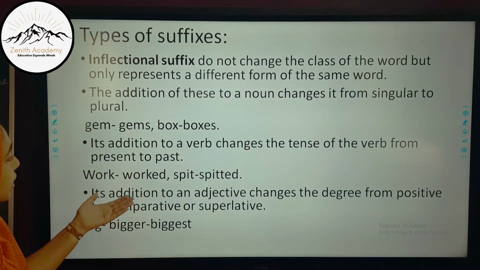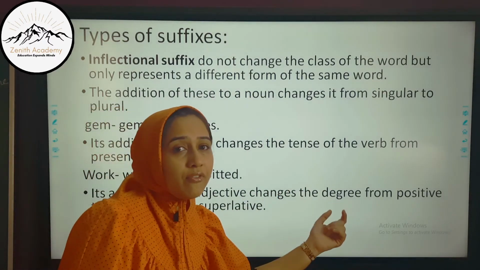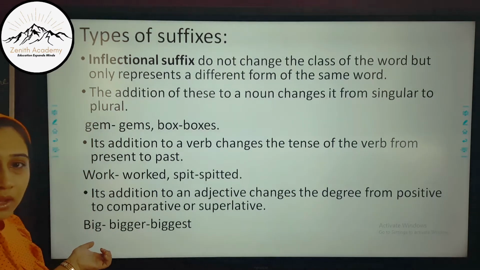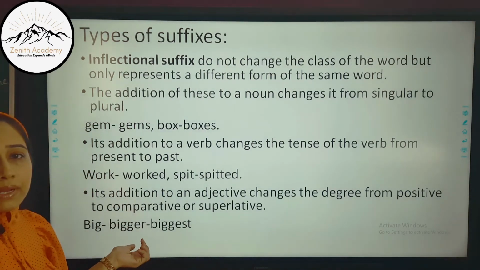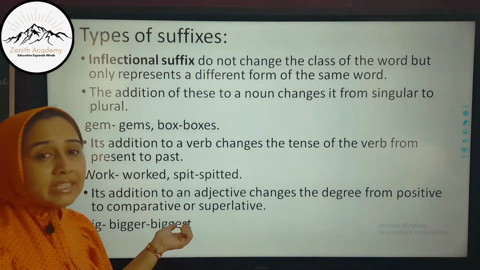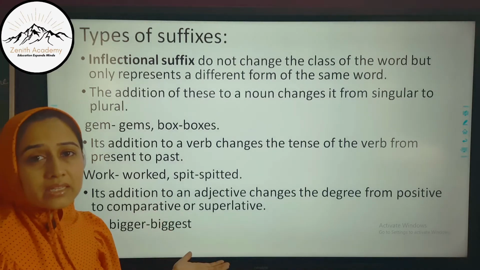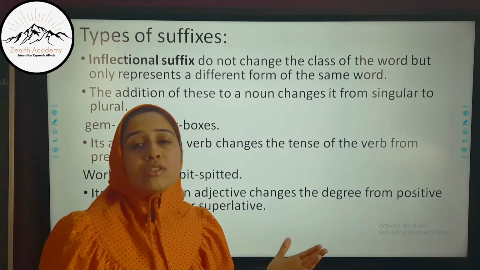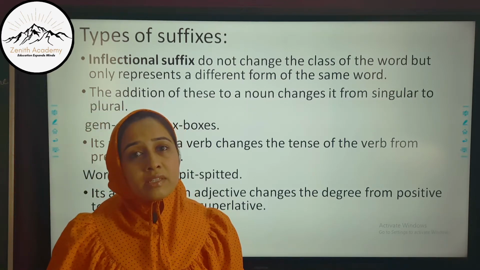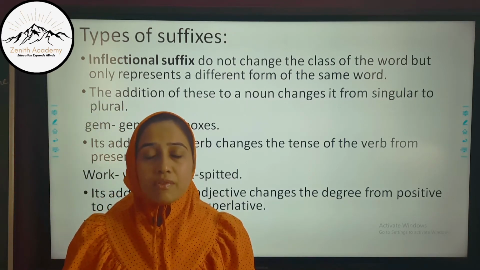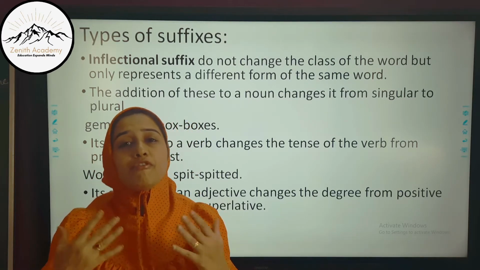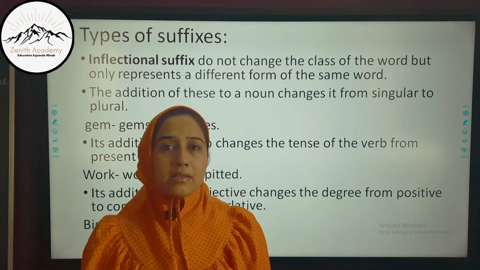Next is its addition to an adjective changes the degree from positive to comparative or superlative. For example, big, when you add the suffix er, it becomes bigger, that is comparative degree. And when we add the suffix est, it becomes biggest, that is the superlative degree. So this is the basic difference between derivational and inflectional suffix. Derivational suffix will change the class of the word, and inflectional suffix will only represent a different form of that same word in the same class.